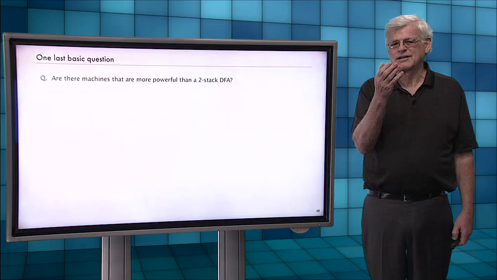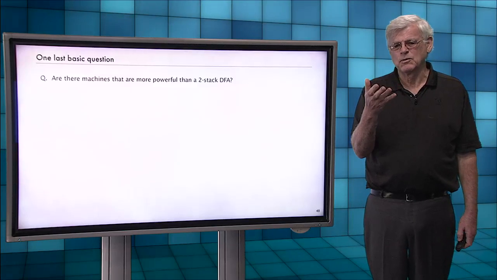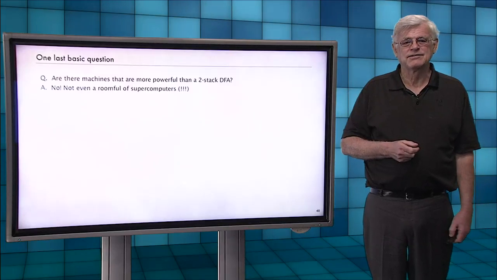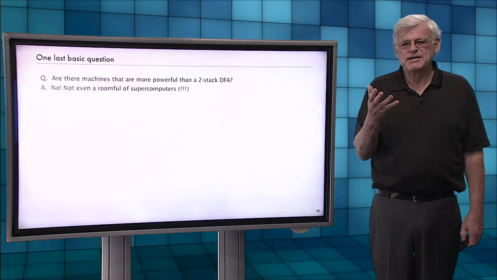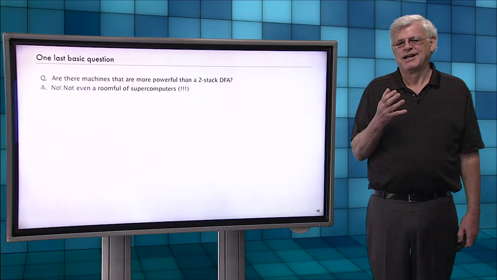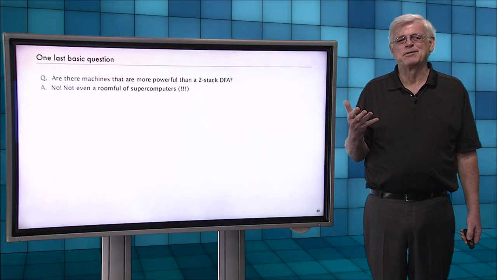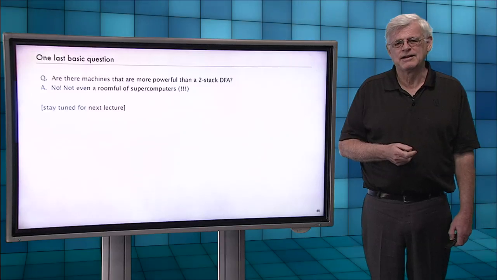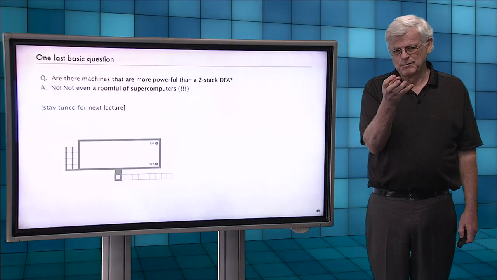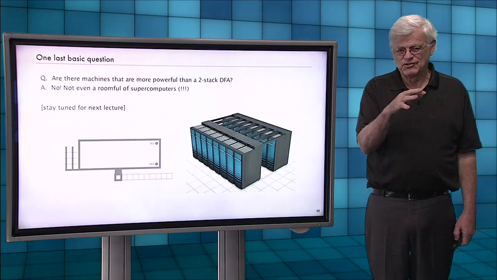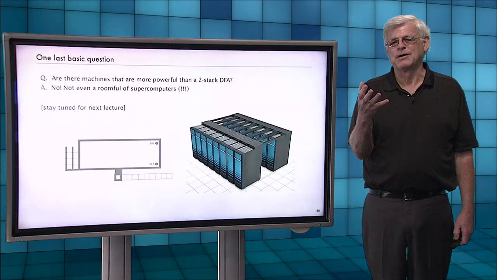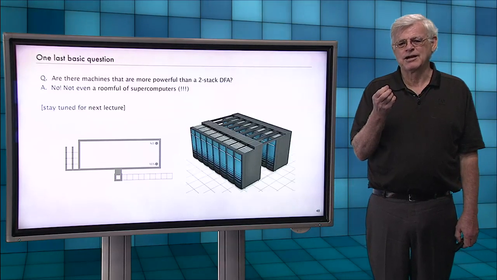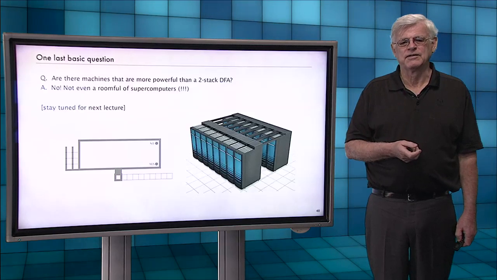But is there a machine that's got more power than a two-stack DFA? Can we add a third stack and then recognize even more languages? And the amazing answer is no. Not even a room full of supercomputers is more powerful in this sense than a two-stack DFA. That simple abstract machine, from this standpoint, is equivalent to a room full of supercomputers. It's a basic limitation on computation that we're going to talk about in the next lecture.